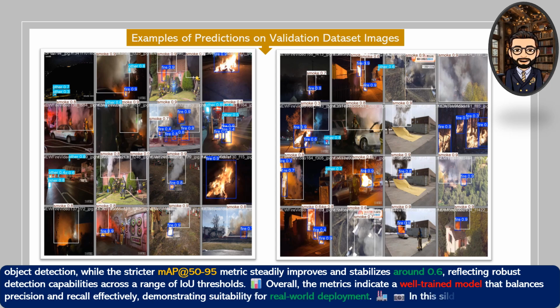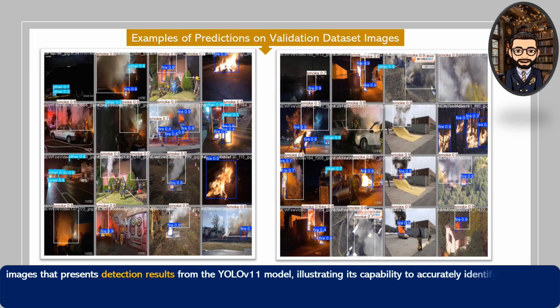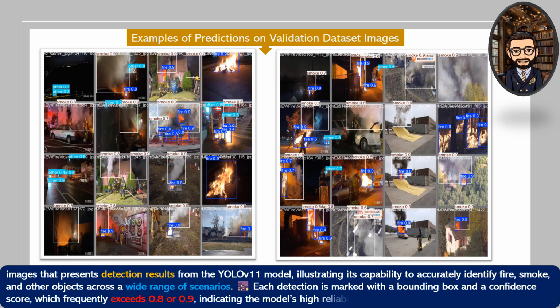In this slide, we have plotted two images that present detection results from the YOLOv11 model, illustrating its capability to accurately identify fire, smoke, and other objects across a wide range of scenarios. Each detection is marked with a bounding box and a confidence score, which frequently exceeds 0.8 or 0.9, indicating the model's high reliability in its predictions.